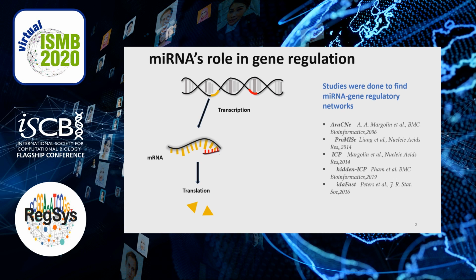There were several studies, such as RegSys, Promise, ICPs, that were developed to find microRNA gene interactions. All these studies look for entire genomic locations for finding microRNAs, whereas in our study, we specifically look for DNA copy number aberrated regions.